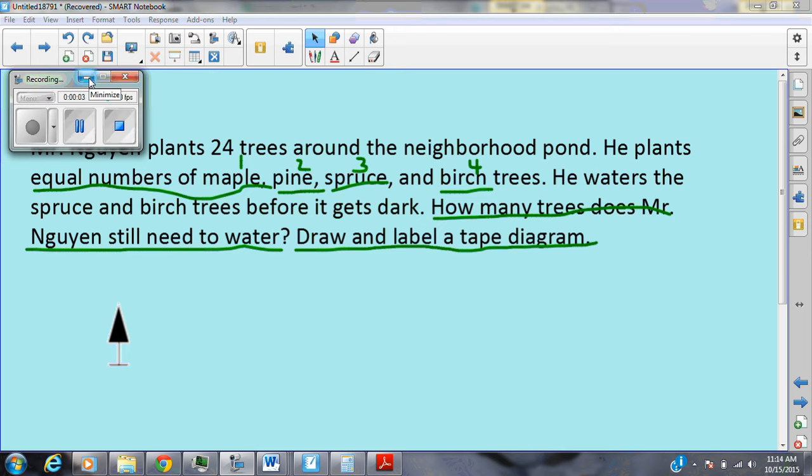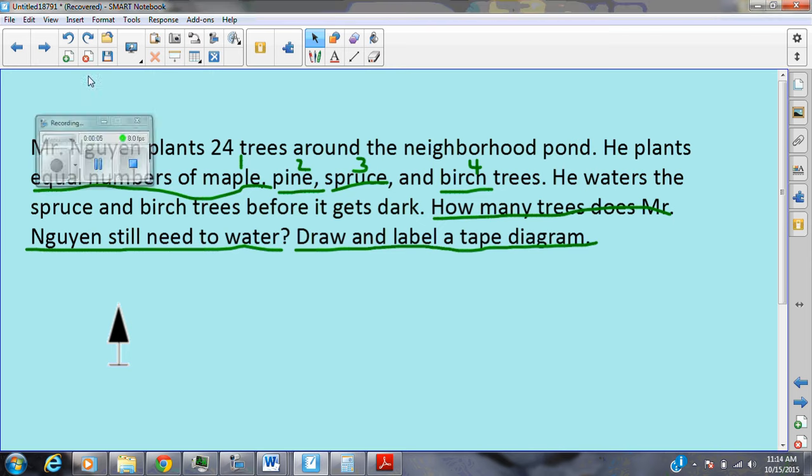Question 3 on your homework tonight. It says, Mr. Naguin plants 24 trees around the neighborhood pond. He plants equal numbers of maple, pine, spruce, and birch trees. He waters the spruce and birch trees before it gets dark. How many trees does Mr. Naguin still need to water?